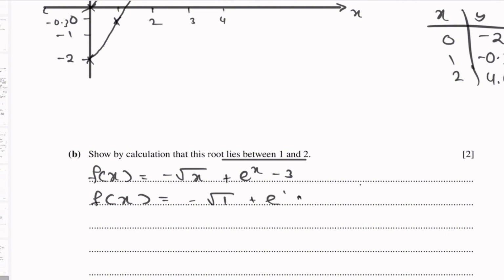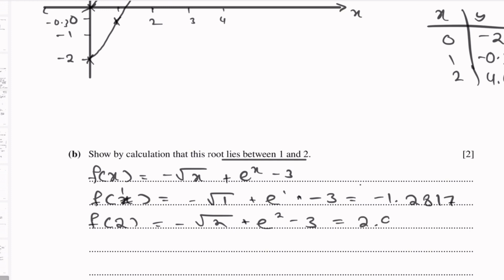And so here we're going to get this equals minus 1 plus e to the power of 1 minus 3. That's equal to negative 1.2817. And then f of x at 2: negative root 2 plus e to the power of 2 minus 3. That's equal to 2.9748. And you can see this is less than 0, but this is greater than 0.